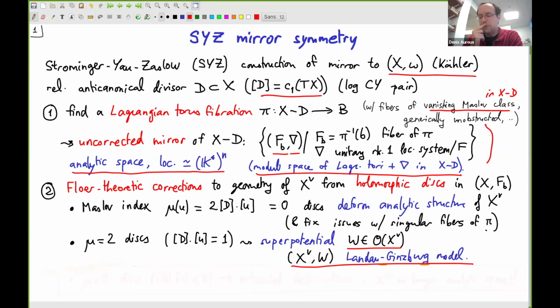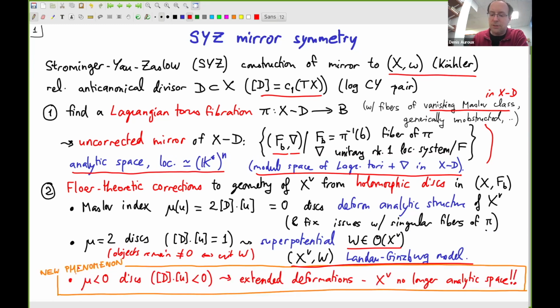And so the superpotential and its derivatives govern a lot of the Floer theory of tori in X. For example, a Lagrangian torus in X minus D typically will become the trivial object Floer theoretically in X, unless it's a critical point of its superpotential. So objects remain non-zero, more or less, if and only if they're critical points of a superpotential.